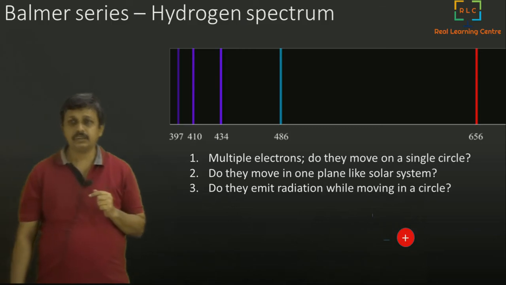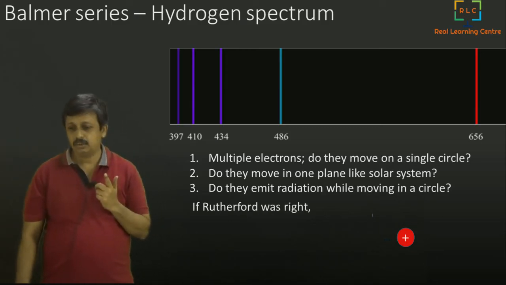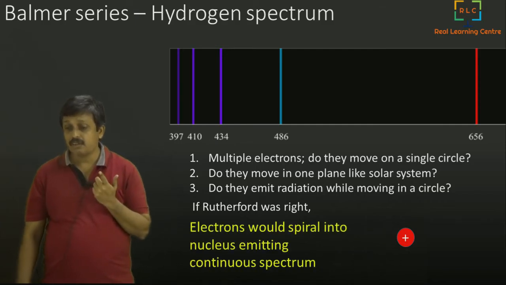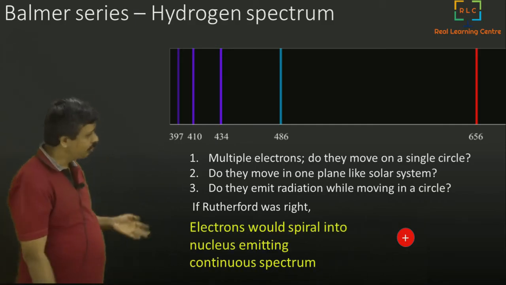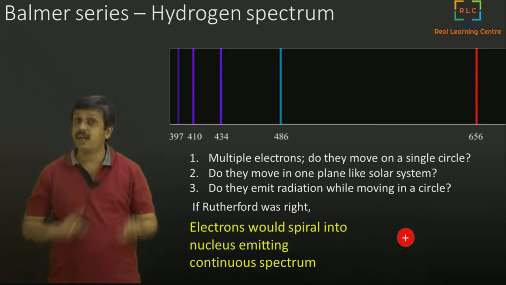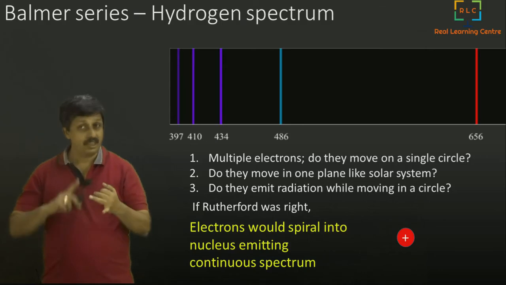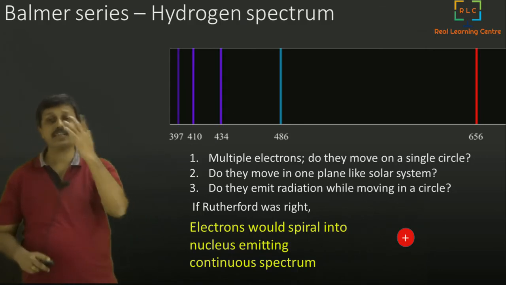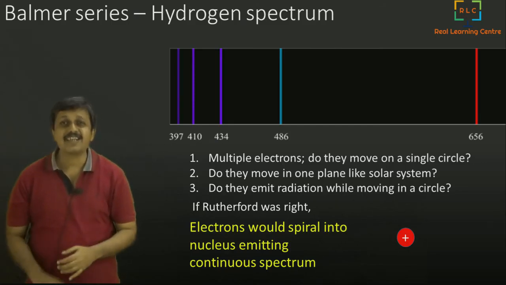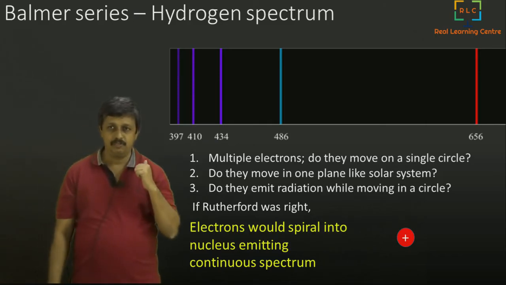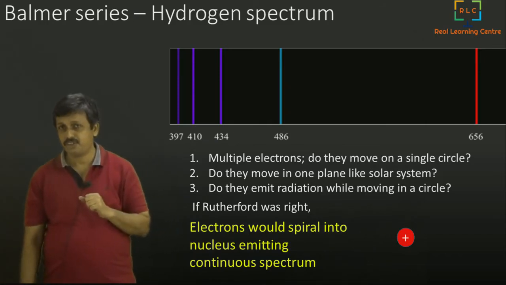So what is the deal here? If Rutherford was right, electrons would spiral into the nucleus, emitting a continuous spectrum. And we are not seeing a continuous spectrum, and we are not seeing it spiraling into the nucleus and stopping the radiation. We are seeing that it is continuously radiating. That means there is some problem. What is the problem in Rutherford's imagination? Let us see what it is.